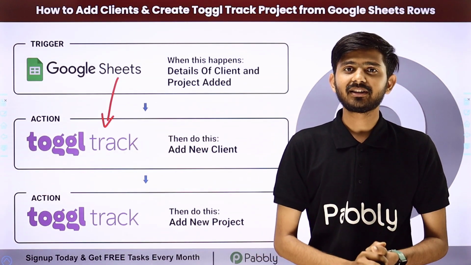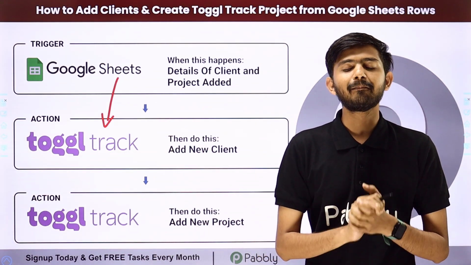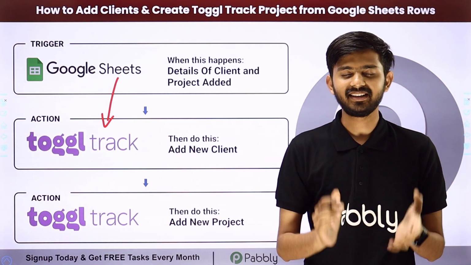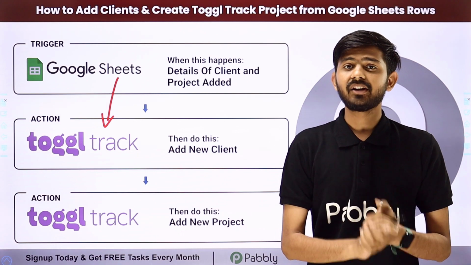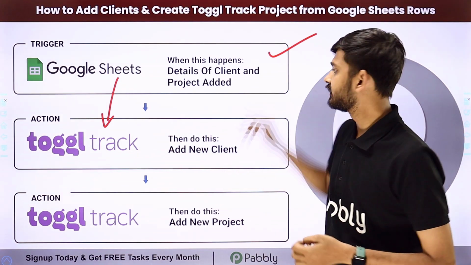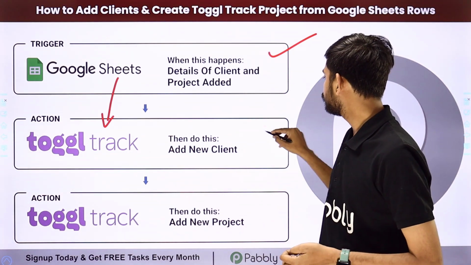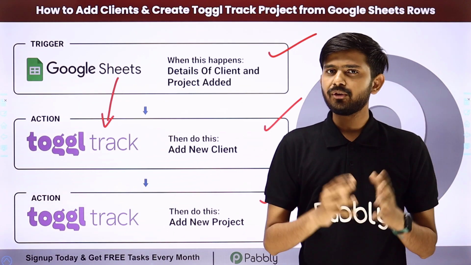So for building this connection, I'm going to use Pabbly Connect, which is an amazing software for automation and integration. In Pabbly Connect, I have to use triggers and action. In trigger application, I'm going to use Google Sheets. In action application, I'm going to use Toggl Track. So how I'm going to build this connection?